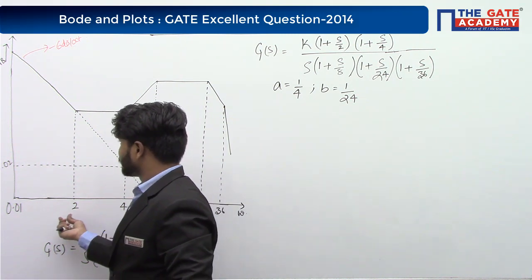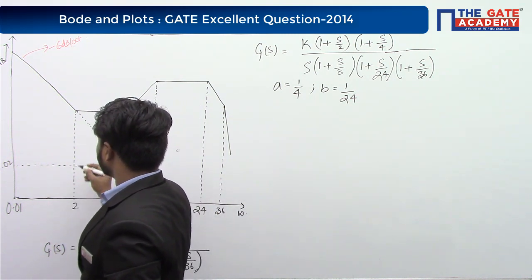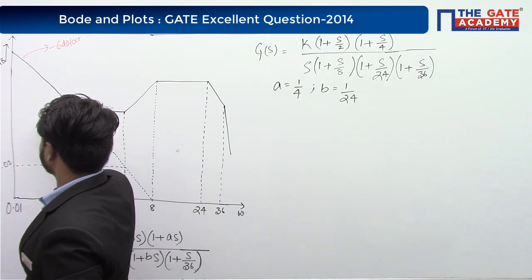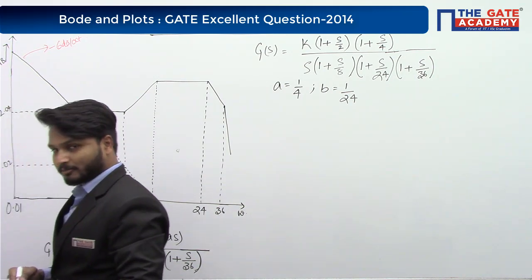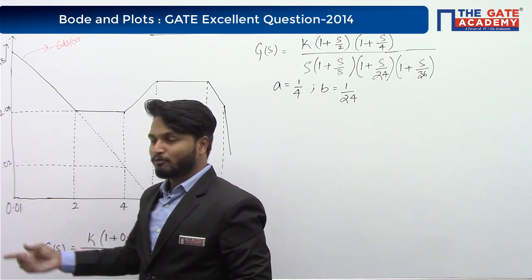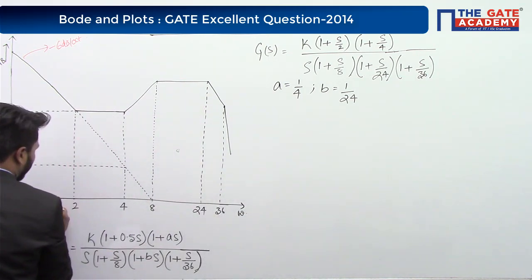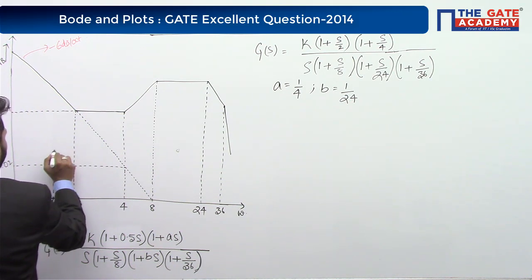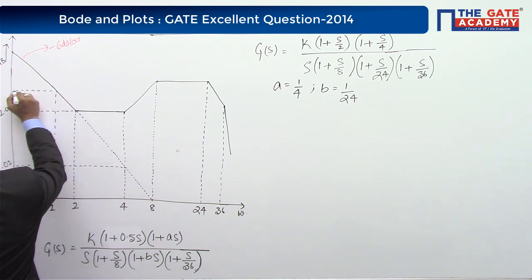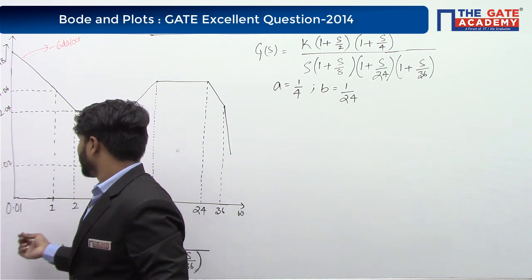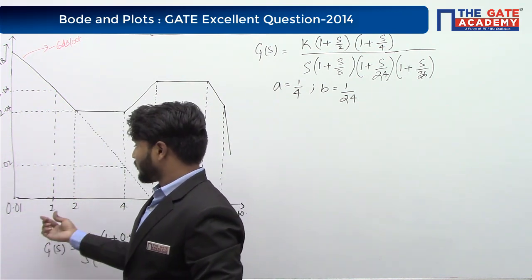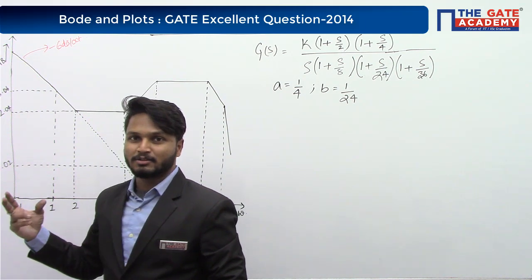And from 2 to 4, it is 1 octave. Again, at 2, the value is going to be 6.02 plus 6.02, 12.04. Right? From 2 to 1, it is again 1 octave. Therefore, at 1 radian per second, the plot is going to have a gain of 12.04 plus 6.02, 18.06. From 1 to 0.01, it is 2 decades.